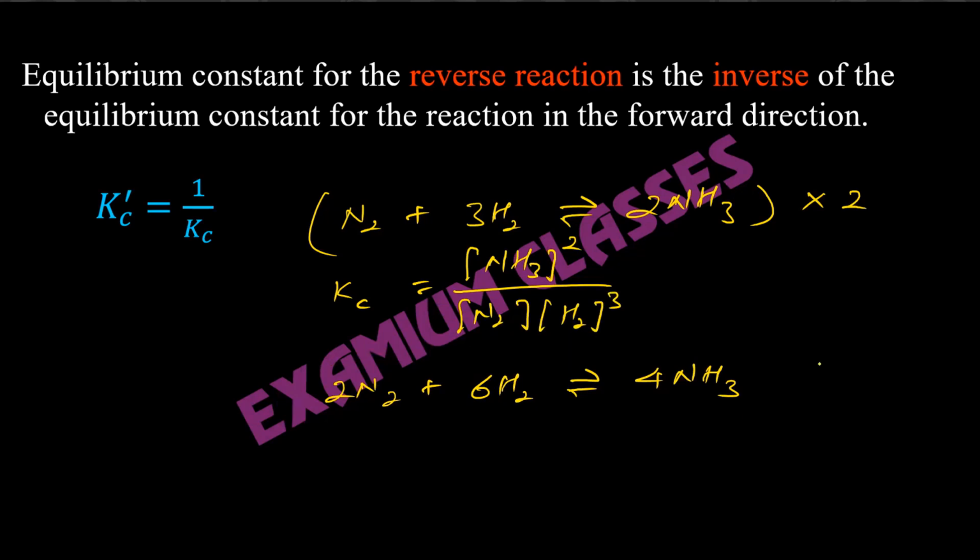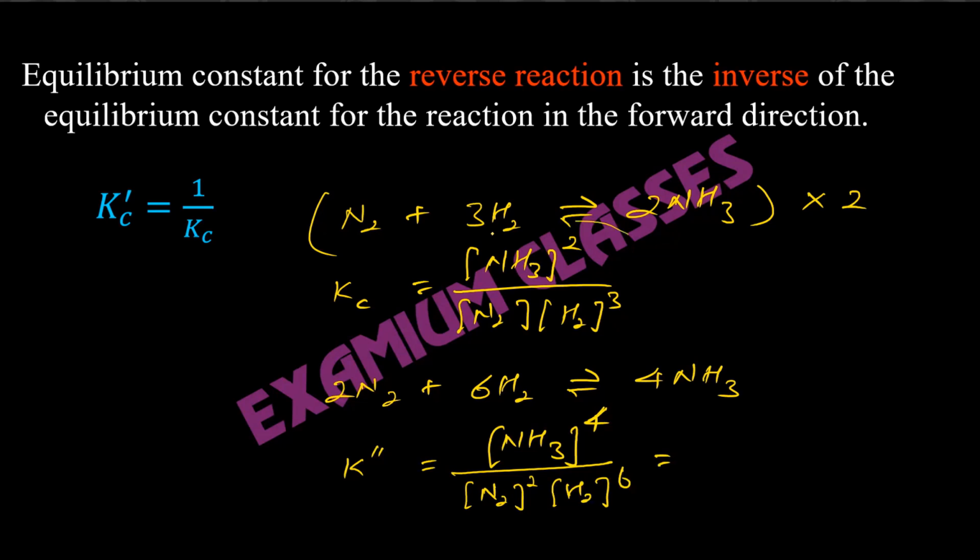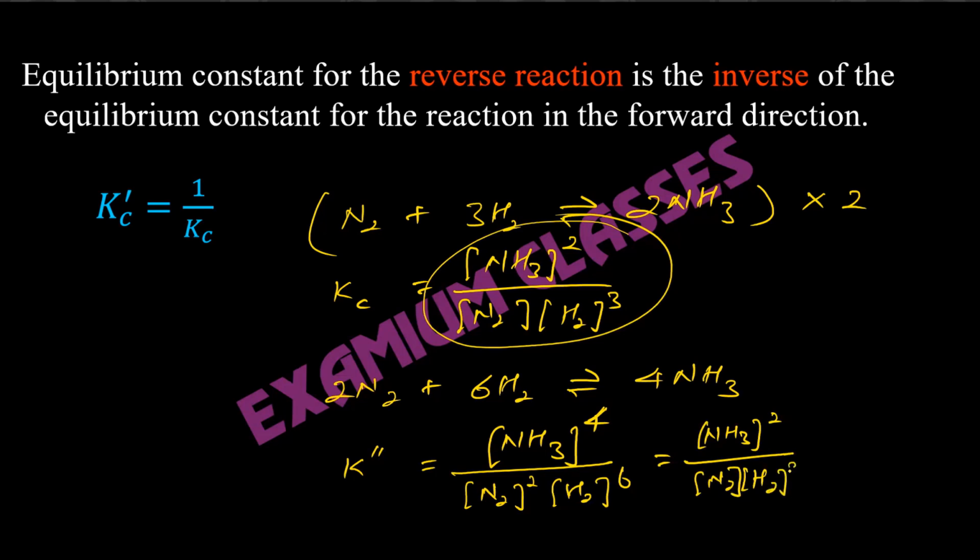Now consider this. In this case, say it is K double dash. Now in this case, it will be NH3 products concentration raised to power 4 divided by N2 concentration whole square, hydrogen concentration whole 6, raised to their stoichiometric coefficients, which is exactly the square of this one, which is NH3 whole square divided by N2, H2 whole cube, whole square. That is K square, or you can say Kc square. So if you multiply any equation by a factor n, the new equilibrium constant will be Kc to the power n.